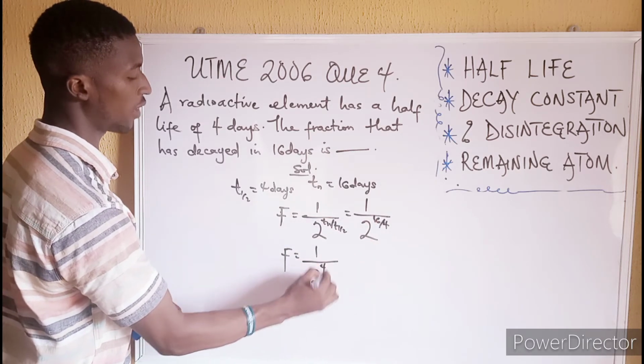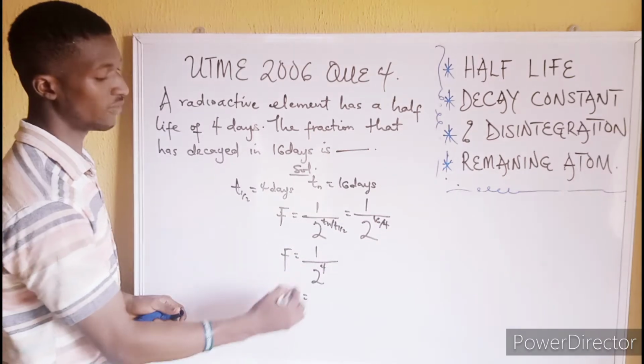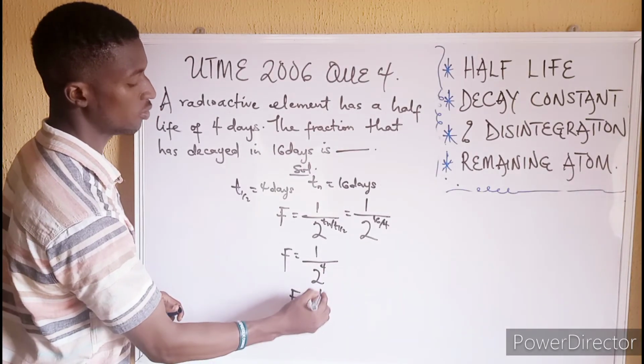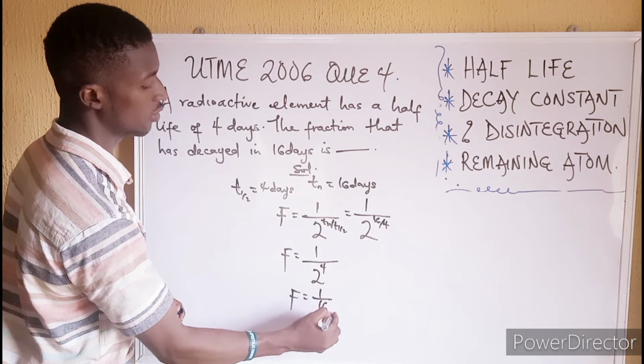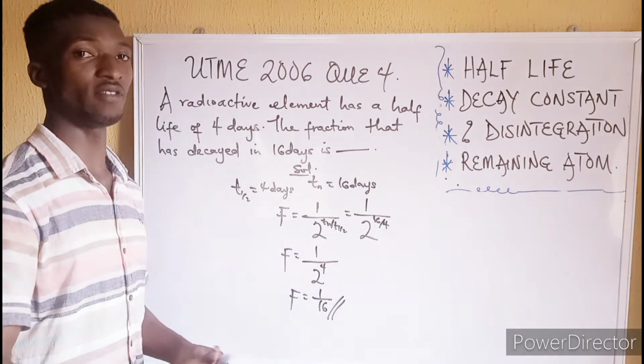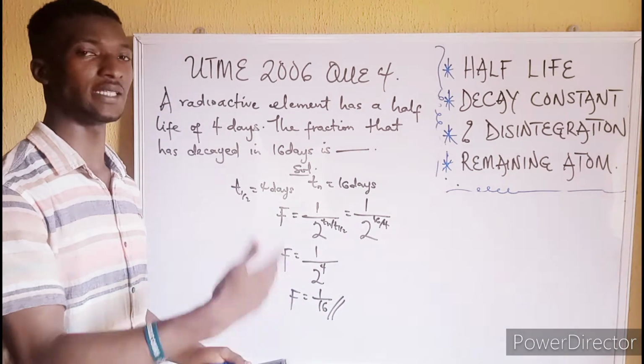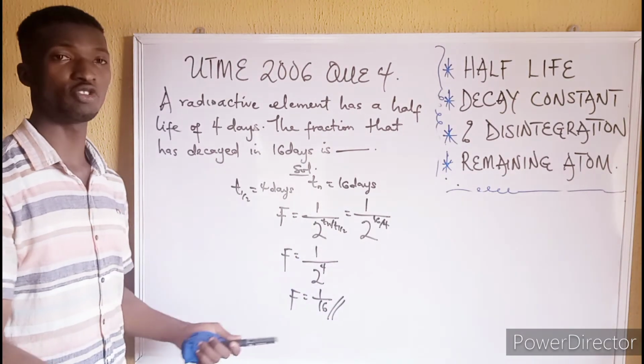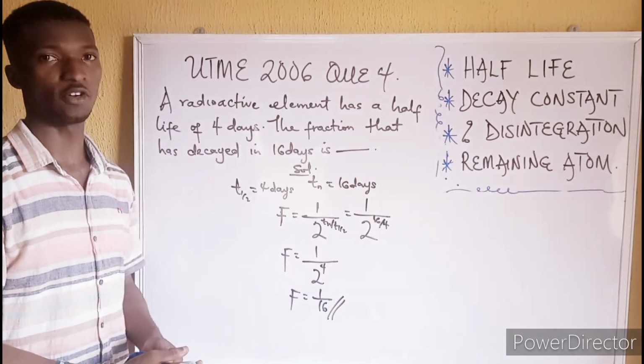So we have 2 raised to power 4. Then our fraction of disintegration will be 1/2 raised to power 4, which is 1/16. So 1/16 is our answer, where 2 times 2 is 4, 4 times 2 is 8, 8 times 2 is 16. So this is our answer. You don't need to stress yourself, just read the formula and get it done.